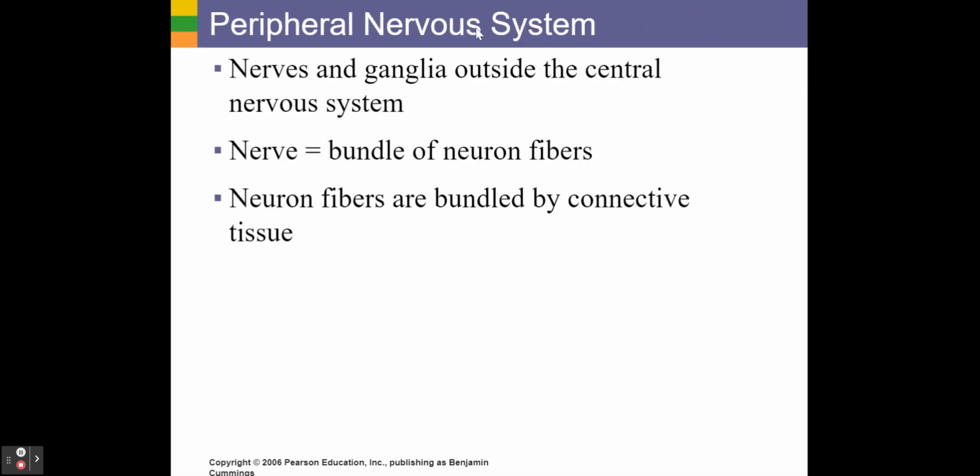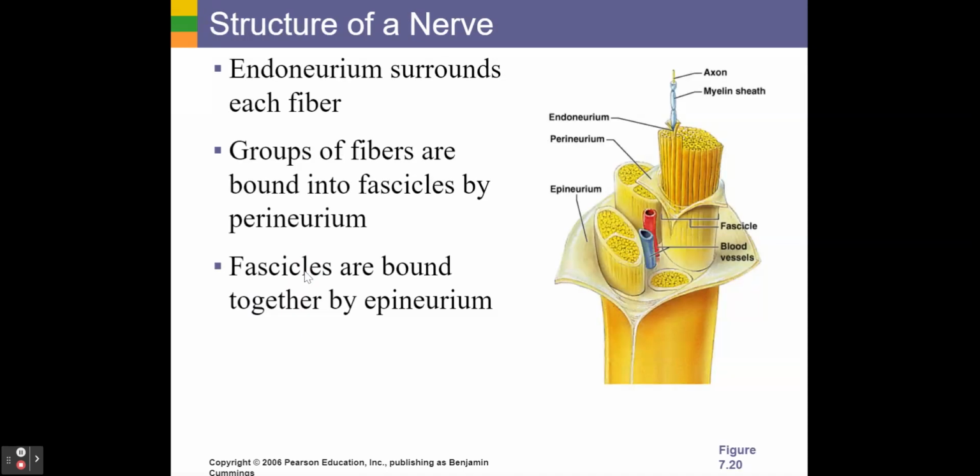Peripheral nervous system, when we talk about that, we're really talking about the nerves and then what are called ganglia that are outside the central nervous system. Each nerve essentially is a bundle of nerve fibers or neuron fibers, and those neuron fibers are bundled essentially by connective tissue. They're much denser than a lot of the other tissue that we see in the body, so they're real easy to kind of tell apart from some other things. So it's pretty easy to see a nerve versus like a blood vessel or a tendon because they're a different substance.